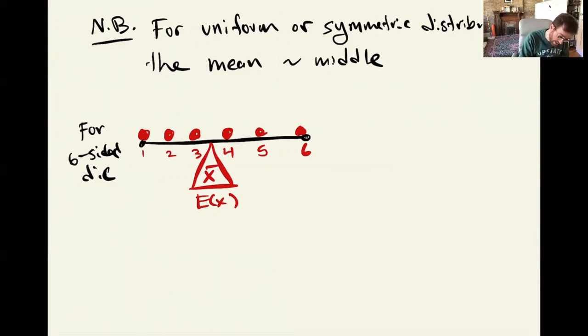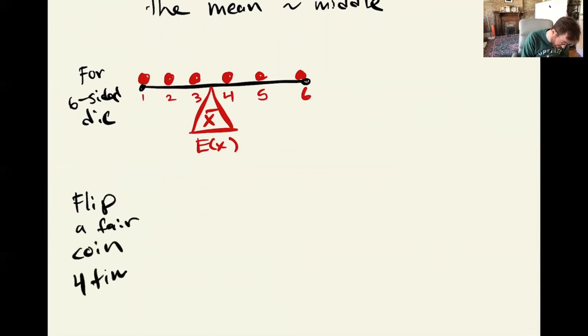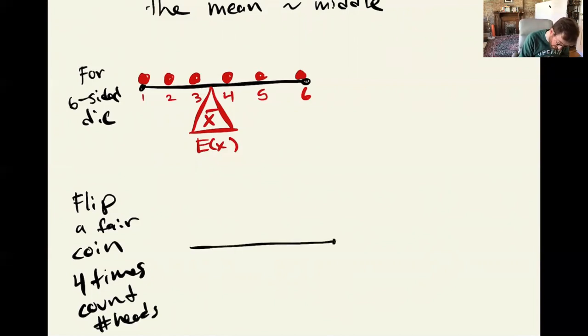Or imagine I wanted to flip a fair coin 4 times and count the number of heads. Well, I'd have something like this where I could get 0 heads. I could also get 1 head. I could get 2 heads. I could get 3 heads. I could get 4 heads.